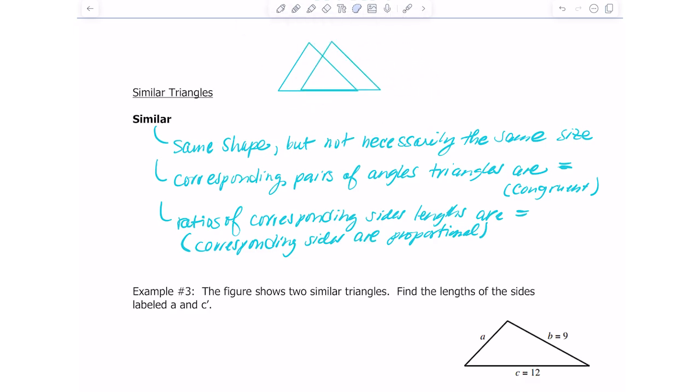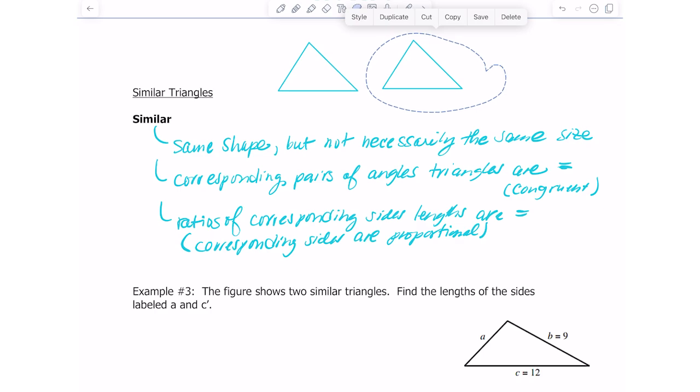Right, you can see that the angles are equal and the sides are proportional. These two triangles are congruent, they're equal, but congruent triangles are also similar. Now, if I change the size and I slide it over, you can see how the corresponding angles are still equal. The top angles equal each other, the left bottom ones equal each other, and the right bottom ones equal each other. Okay, these are similar, same shape, different size.